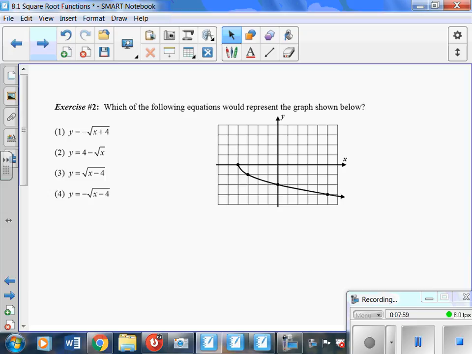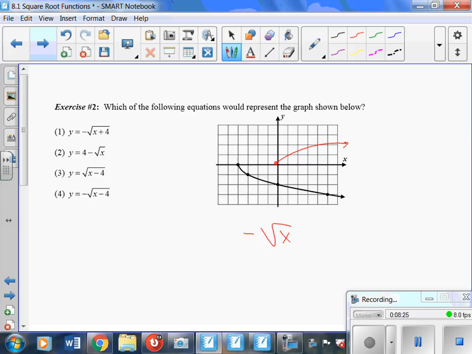But I'm going to remind you that the original graph that we did, that f of x, is called our parent function. So I know what's different between this function and the function that's shown here. Well, it's reflected over the x-axis, which means that my square root of x has to have a negative in front of it, because that's what flips it over the x-axis.